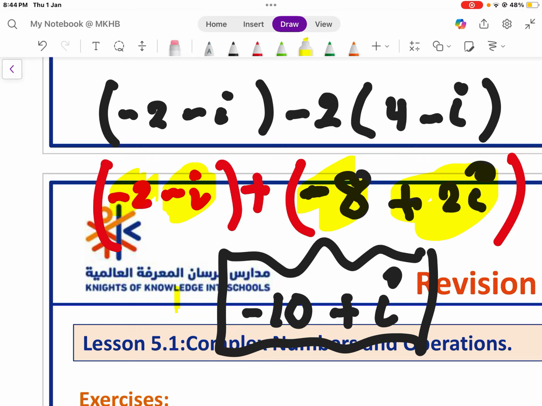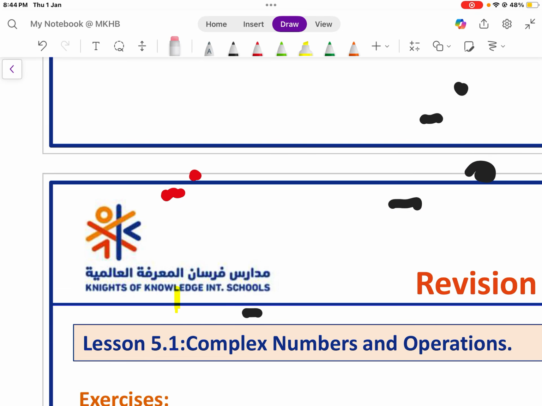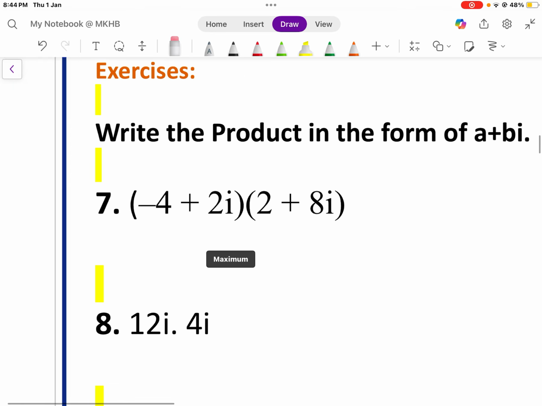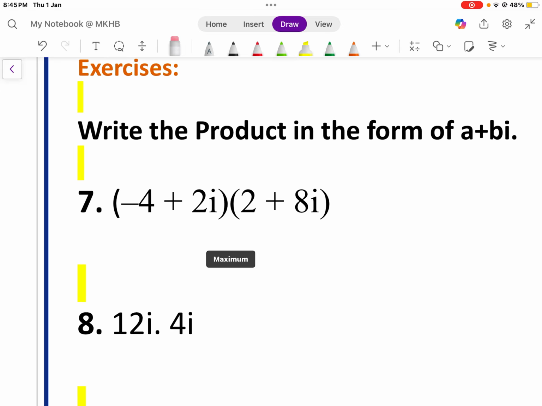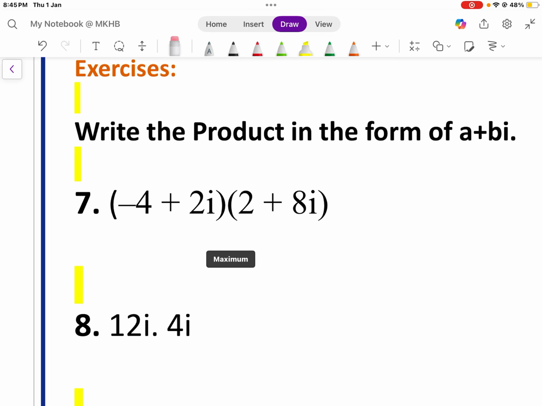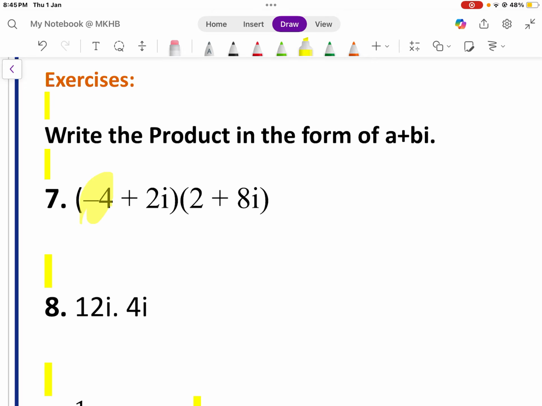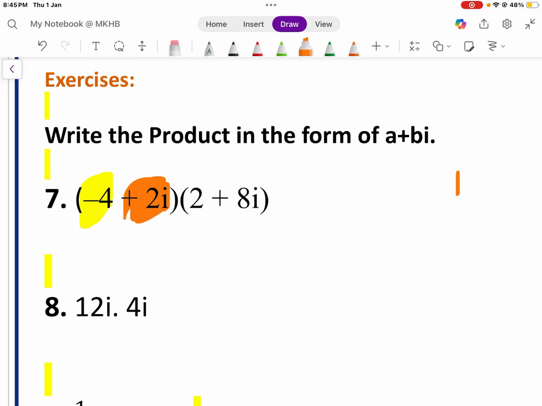Now let us move to multiplying two complex numbers. Do you like complex numbers, Rayyan? By the way, the complex number is the number that has a real number and an imaginary number. You don't believe me? See. This is the real number, and this is the imaginary number. So this is a complex number.